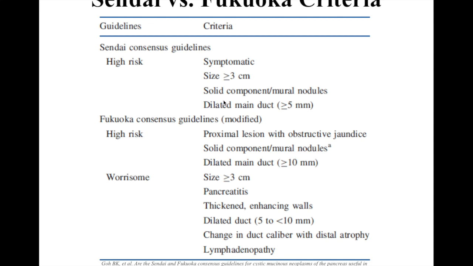The Fukuoka guidelines split mucinous cysts into 3 categories, and that is the high risk, the worrisome, and the low risk. The high risk includes proximal lesions with obstructive jaundice, so again, symptoms like Sendai, and which is just a little more specific, also includes solid nodular components and a dilated pancreatic duct. But again, this dilated pancreatic duct for the high-risk ones has to be greater than 1 centimeter. Worrisome lesions are differentiated from low risk by, again, size greater than 3 centimeters, a history of pancreatitis, thickened wall, a dilated pancreatic duct, and lymphadenopathy.